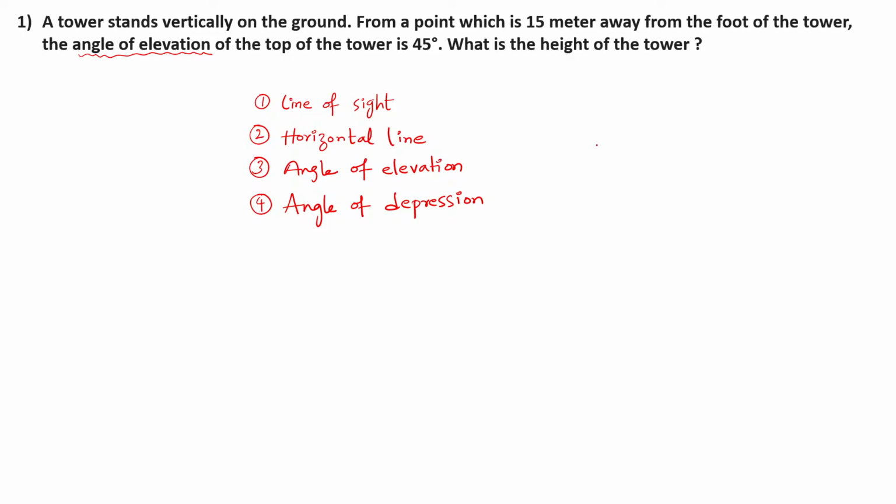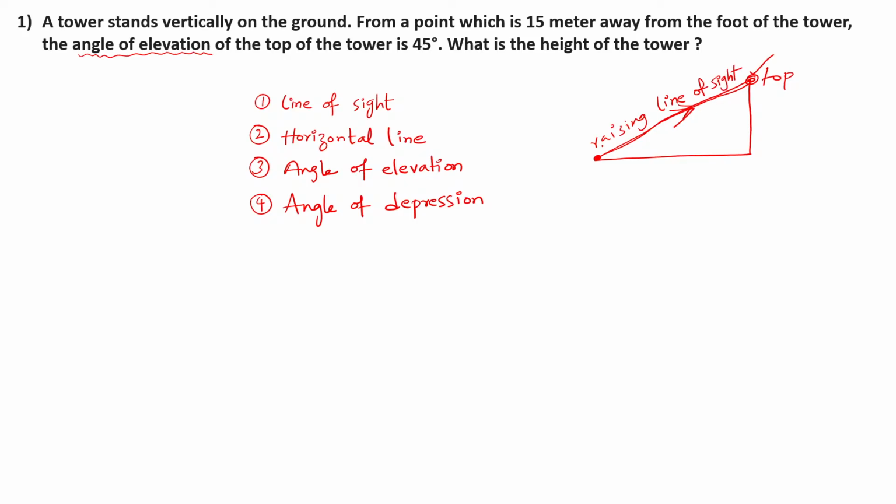For example, this line is the ground level. You are standing here. There is a tree here. You are observing the top of the tree by raising your head. By raising your head, you are observing the target which is above the ground level. Since you are observing the target by raising your head, this line in which direction you are observing the target is called the line of sight.